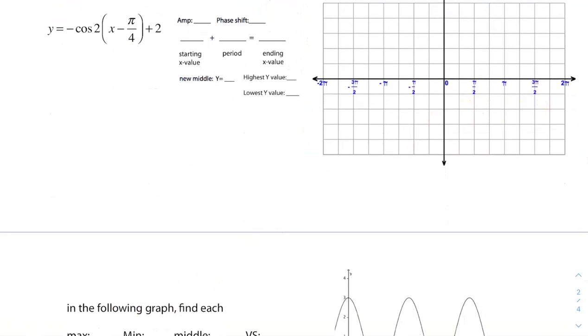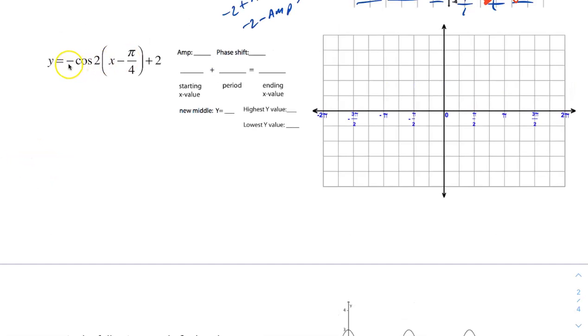The next one. So here, the amp is negative 1. Remember, we don't do negatives for amp. So amp is actually just 1. It just lets us know we're going to flip this graph. Our phase shift is inside, opposite, so pi over 4. I didn't ask about the period. Let me do it on the side here. 2 pi over b. My b is 2. So 2 pi over 2 gets me pi. That's my period.